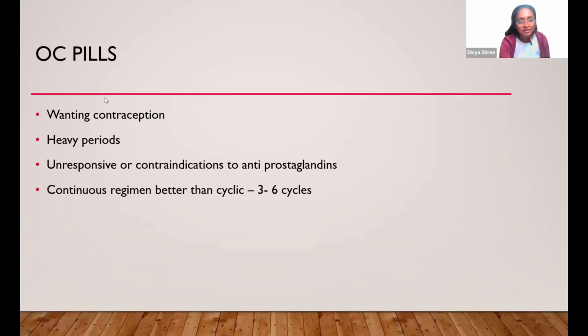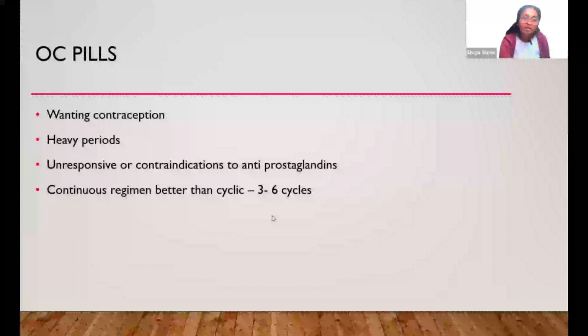And we always say that the continuous regimen is better than the cyclic. What is the continuous regimen? The patient is given the pills continuously for 84 days and then you stop for a while. Cyclic is where the patient is given 21 days and then stop for 7 days, then 21 days, stop for 7 days, again 21 days and then stop for 7 days. This is for 3 to 6 cycles. Continuous is continuously for 3 cycles, like 84 days, and then you stop for a while.